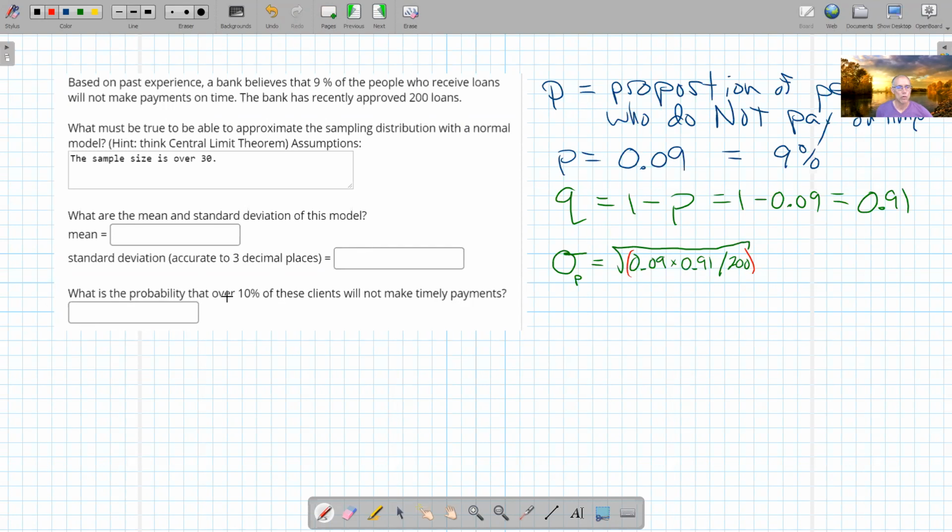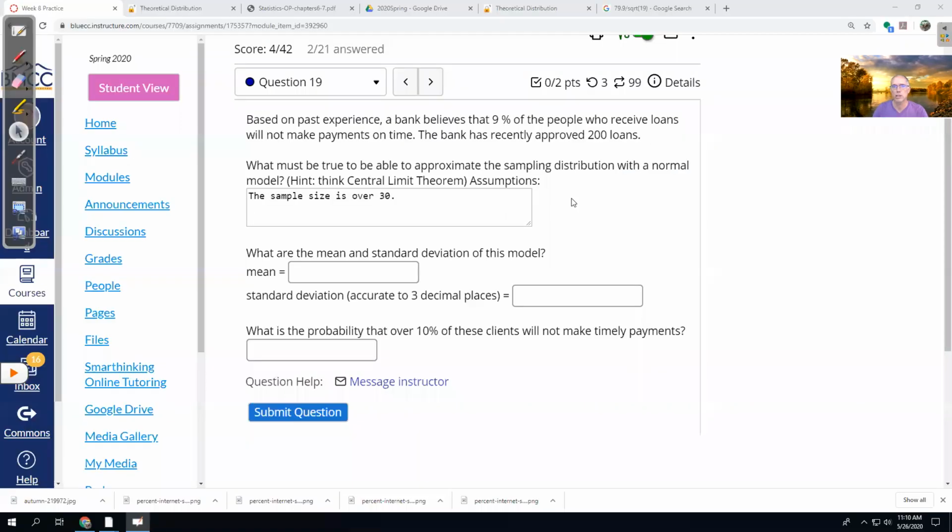Over 10%. Okay, so if I think about a graph here, they're saying that the people who don't make payments is 9%, so that goes in the middle. So with a proportion, the P is your middle, your mean, and the spread is whatever that calculation is. So let's do that. And then we'll ask StatKey to help us, calculator.